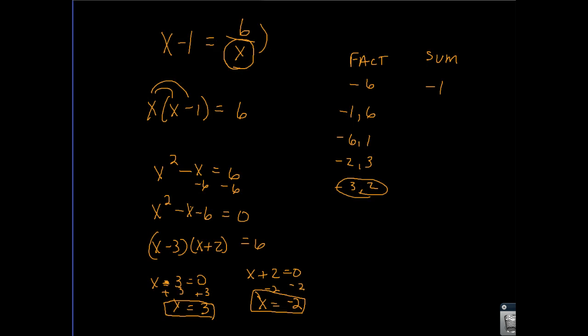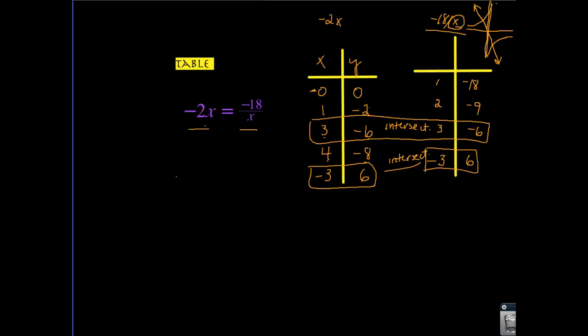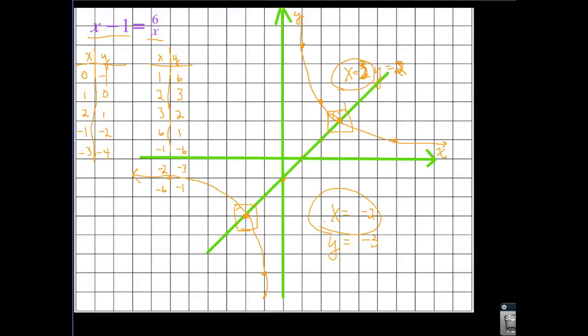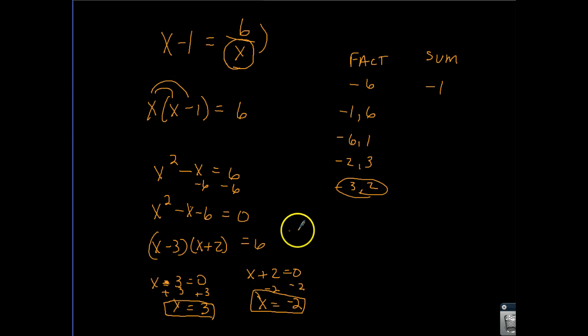Okay, so you've got 3 choices. You can either do a table, you can do a graph by hand or in Desmos or on a calculator, or you can solve this algebraically. So whatever choice you want to do, that's what you do. And then you go on to your practice. Excellent.